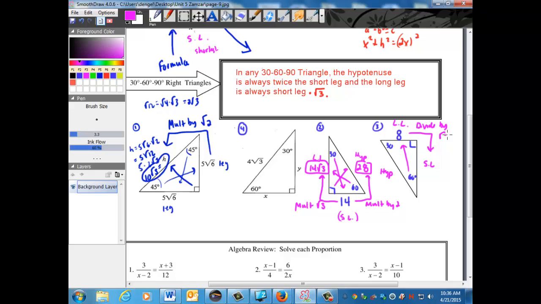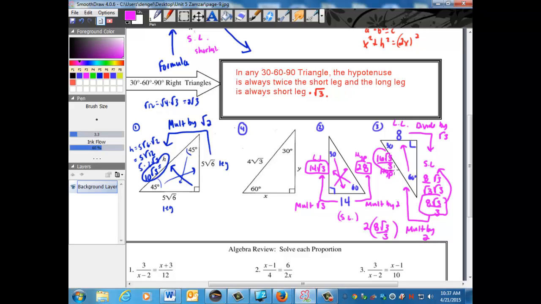So we get 8 divided by rad 3. We're going to times this by rad 3 over rad 3. So we get 8 rad 3 over 3 is our short leg. Okay, and then to move from short leg to hypotenuse, we just multiply by 2 because we're going to increase. So multiply by 2. And if I take 8 rad 3 over 3 and I multiply all this by 2, my answer is just going to be 16 rad 3 divided by 3.